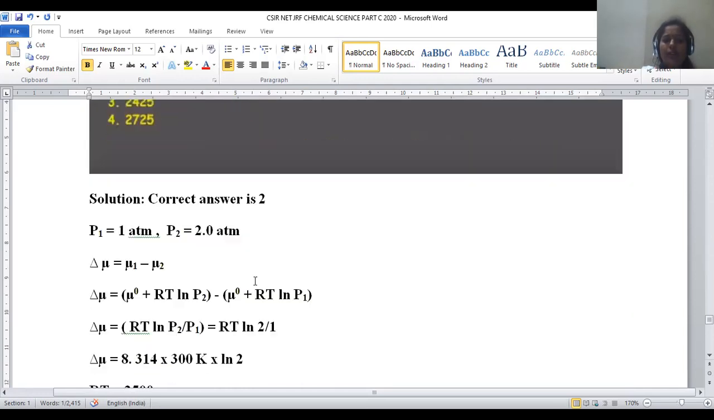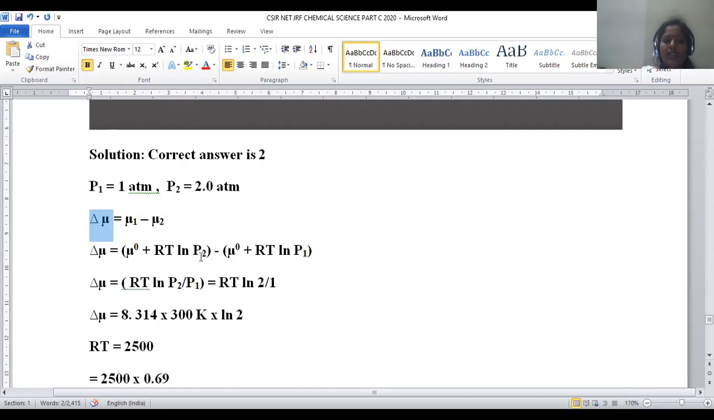1725 is the change in chemical potential, denoted with delta mu. Delta mu is equal to mu1 minus mu2. Mu1 is mu naught plus RT ln P2. Mu2 is mu naught plus RT ln P1. So mu naught gets cancelled, and RT ln P2 by P1 it will be.